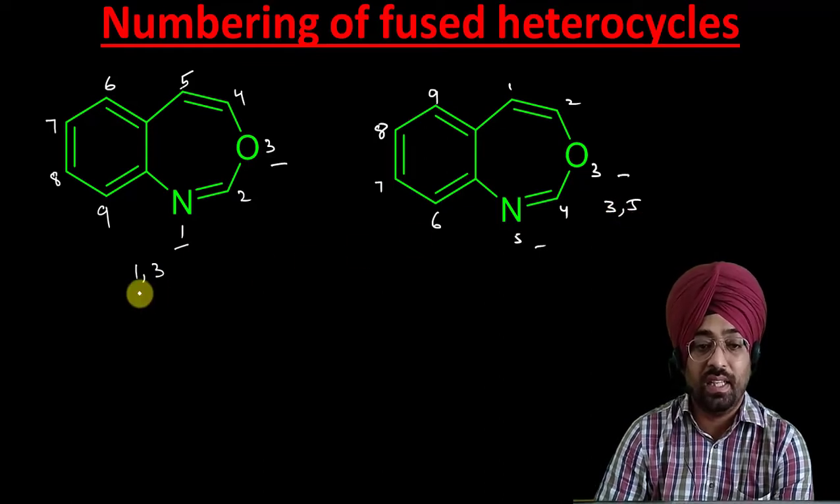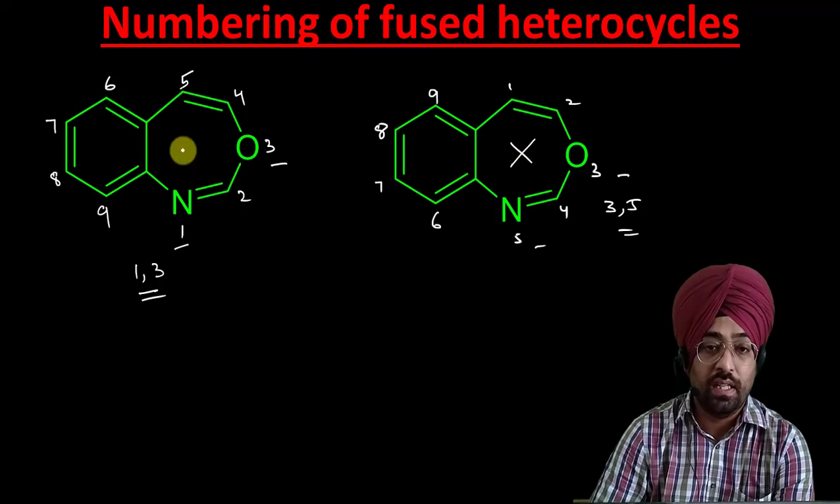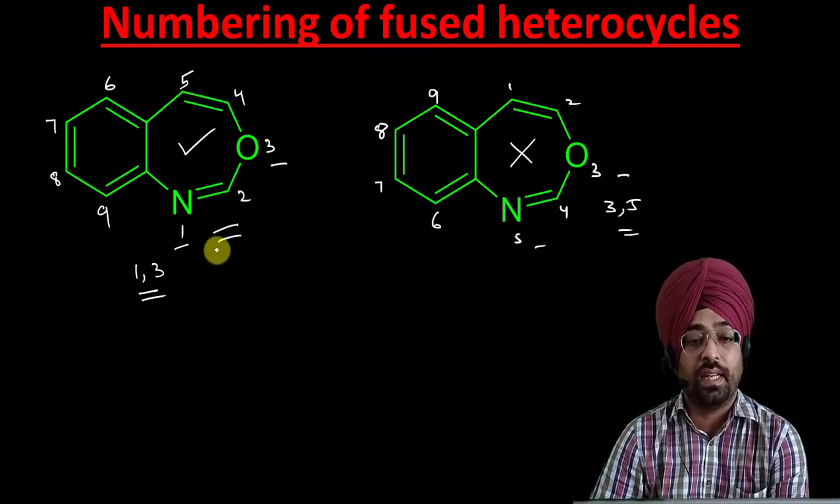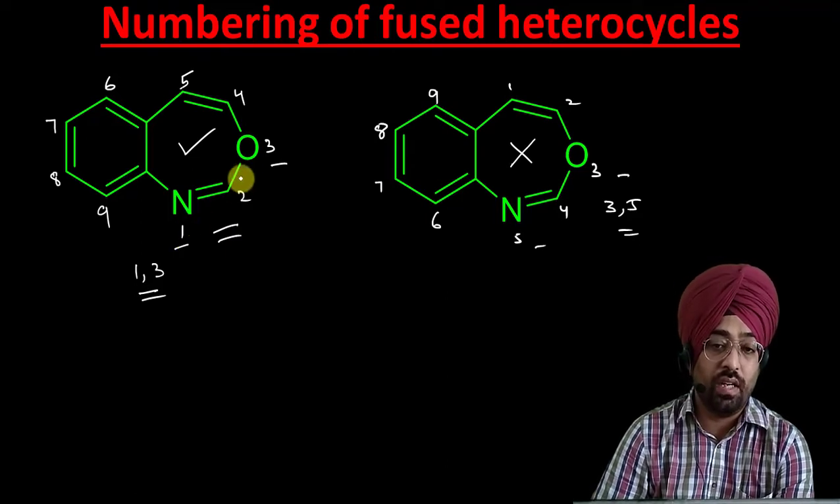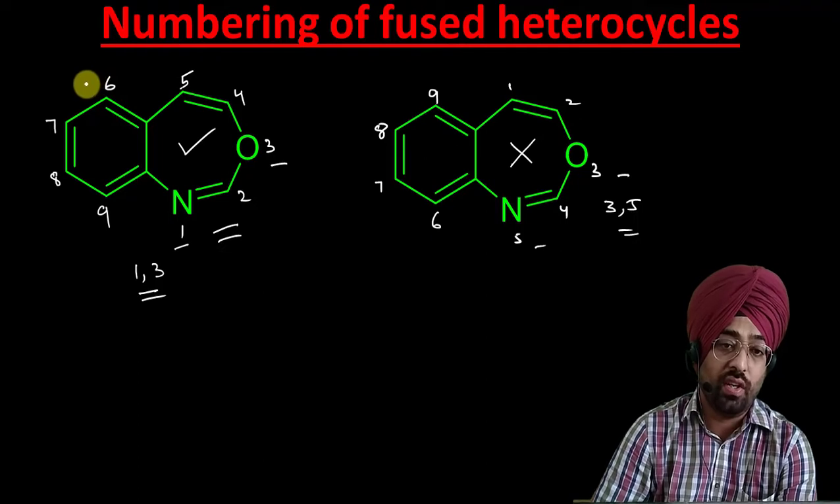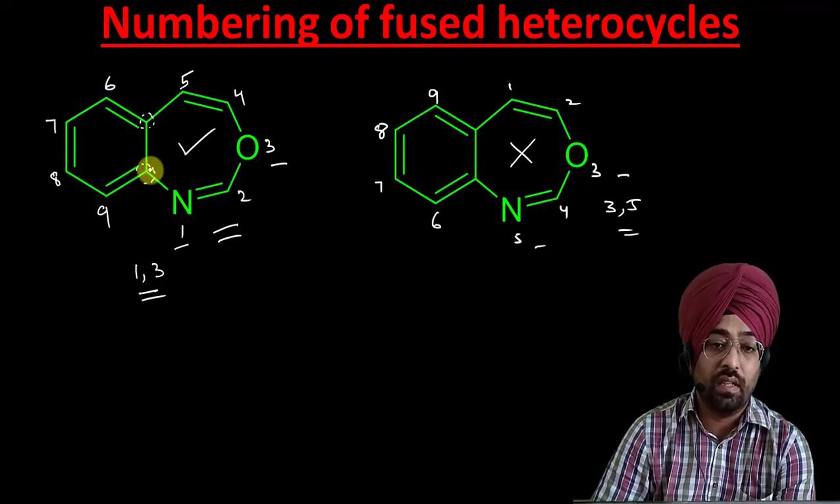So 1 3 is less than 3 5. So this numbering is incorrect. This numbering is correct. So this fused heterocycle will be numbered like this, starting from nitrogen 1 2 3 4 5. First we have to complete one ring, then we have to move to the next ring 6 7 8 9, and we don't number these fused carbon atoms in this numbering system.